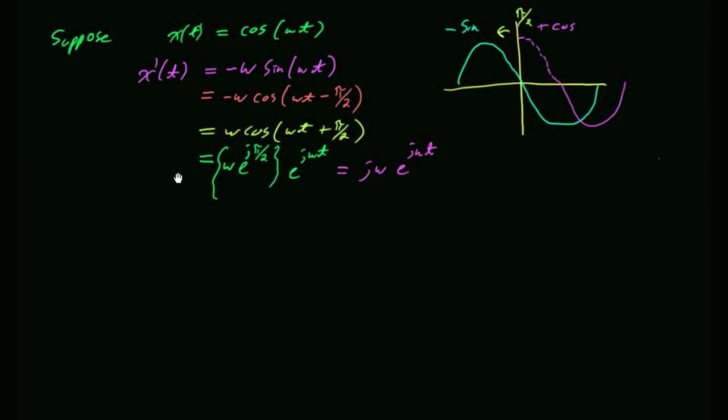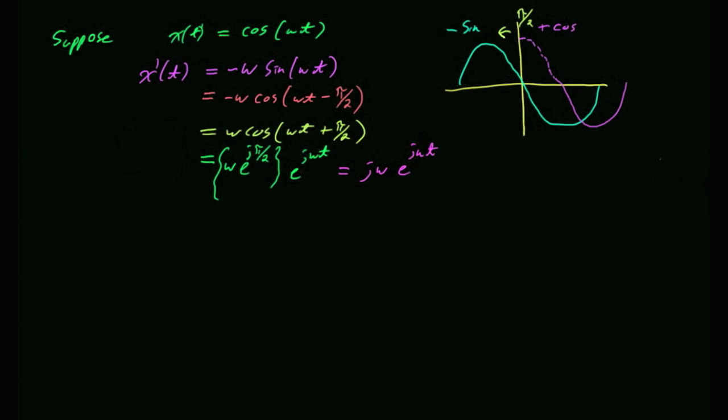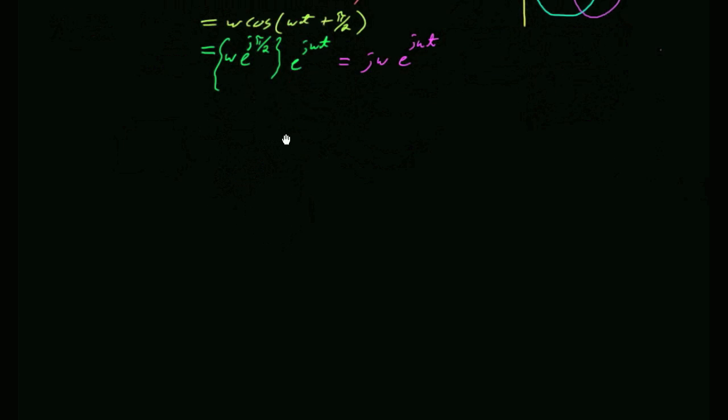Rectangle pulse. We all made friends with the rectangle pulse, right? Minus a to a, height 1 over 2a. We already know what the Fourier transform of this is. But I'm trying to do it another way now to demonstrate the value of what we've just learned.